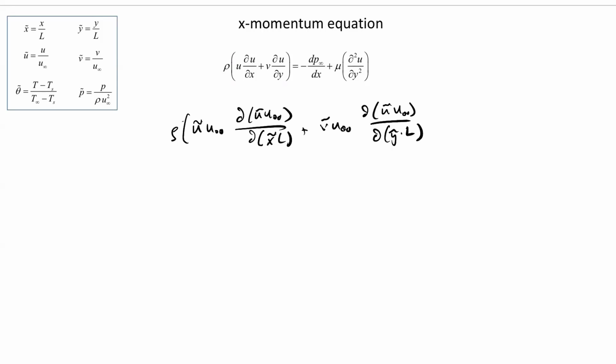Okay, so that's the left-hand side. And then what's on the right-hand side is going to be minus d of our pressure. So what's our pressure? It was P, let's see, what did we say that was? So this P here is going to be the free stream pressure.